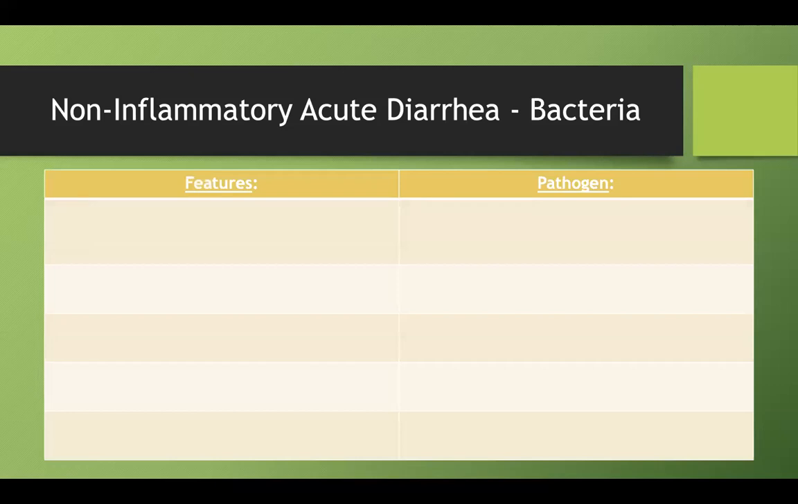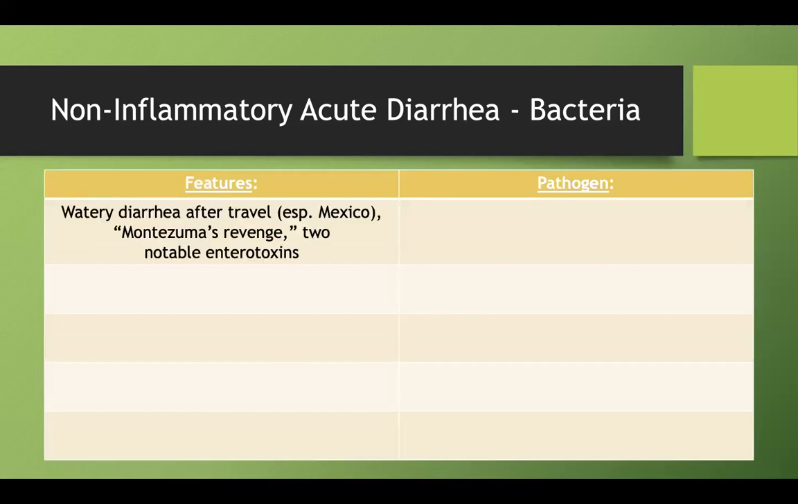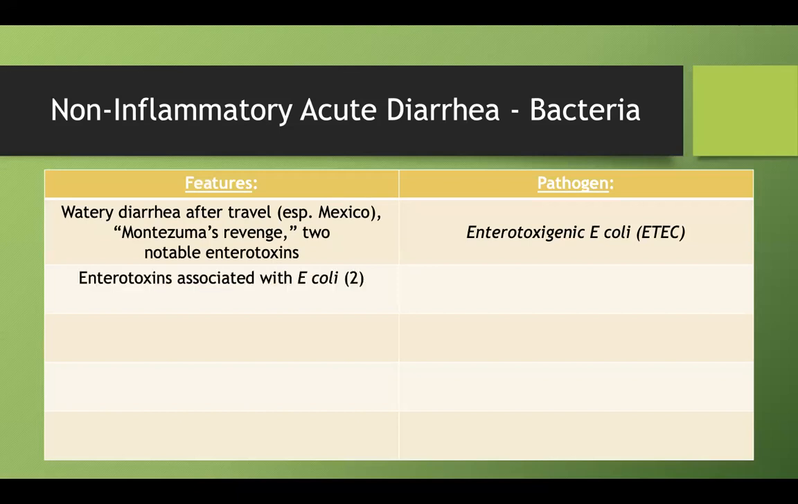Moving on to some bacteria. If you saw watery diarrhea after travel, they love it. Travel to Mexico specifically. It has the nickname Montezuma's Revenge, and there's two enterotoxins that you need to recognize. This is ETEC, enterotoxigenic E. coli. And my next question while we're here is whether you know the two enterotoxins that are associated with ETEC. Those two are the heat-labile toxin, also known as LT, and the heat-stable toxin, also known as ST.